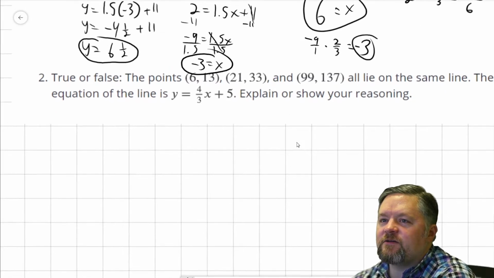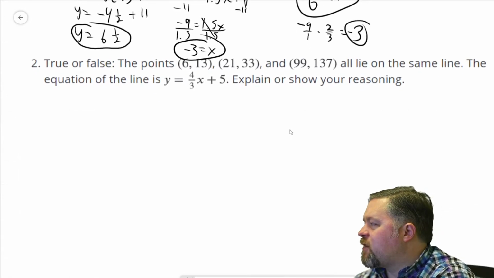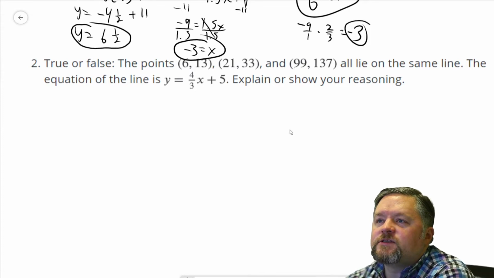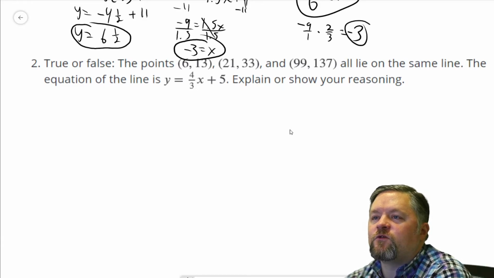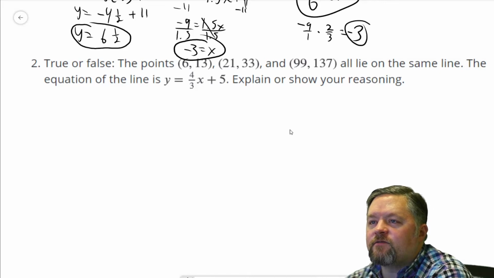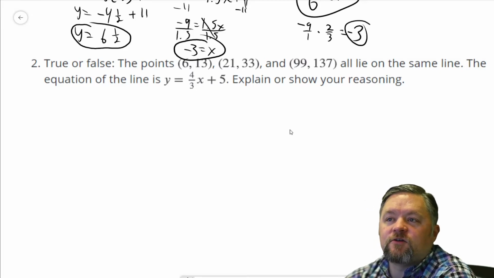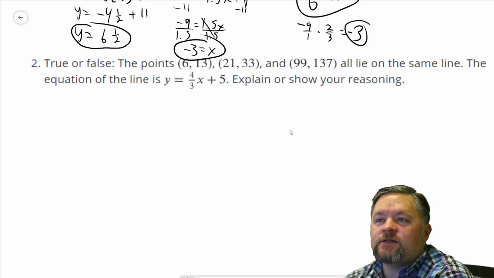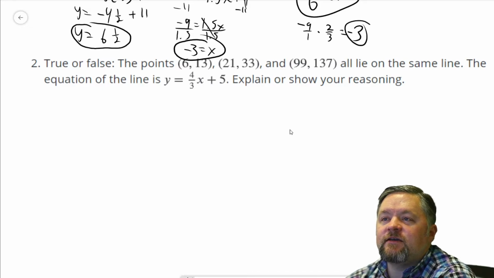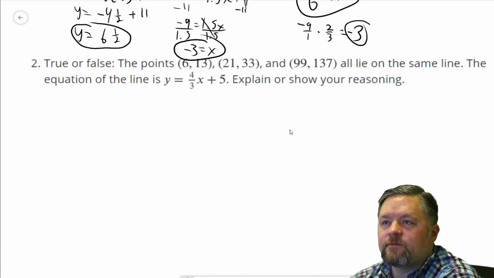I think so, anyway. Next problem, true or false? The points (6, 13), (21, 33), and (99, 137) all lie on the same line. The equation of the line is y equals 4/3 x plus 5. Explain or show your reasoning. So how do we do this? We just substitute those points into the equation and see if the equal sign holds up.